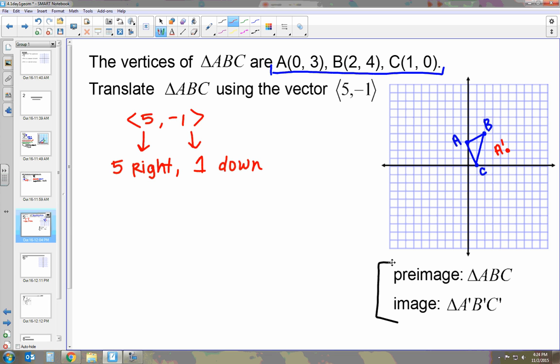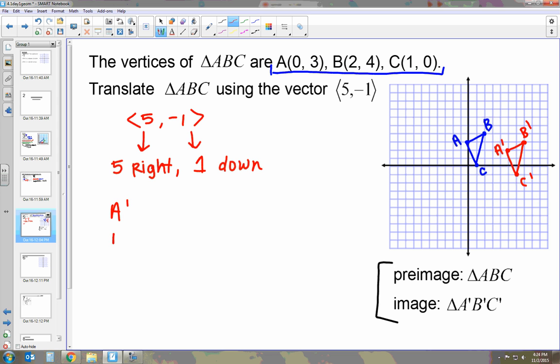Same thing with B. From B, we're going to count 5 units to the right. 1, 2, 3, 4, 5, and then 1 unit down. And then from C, 5 units right, and 1 down. And we can connect those dots. So that is our image.